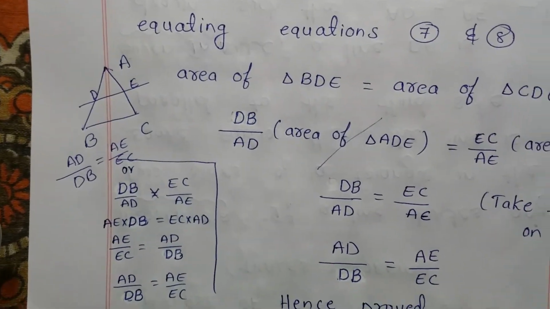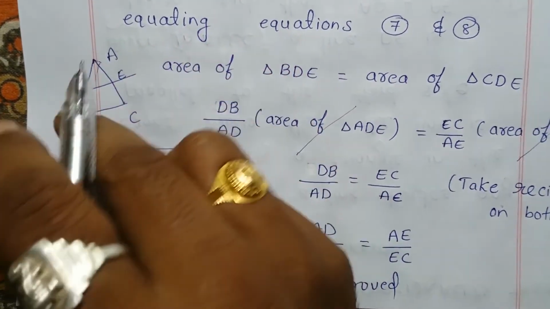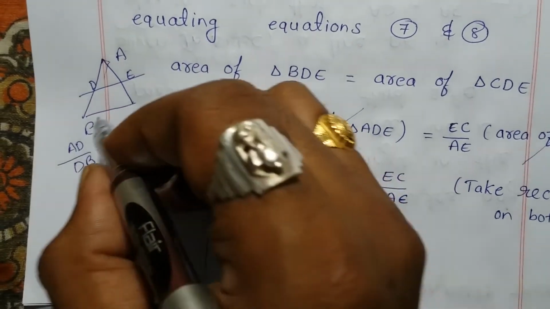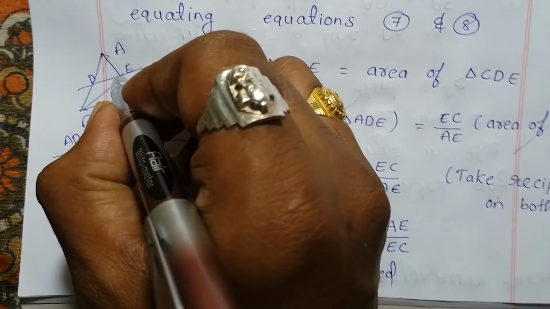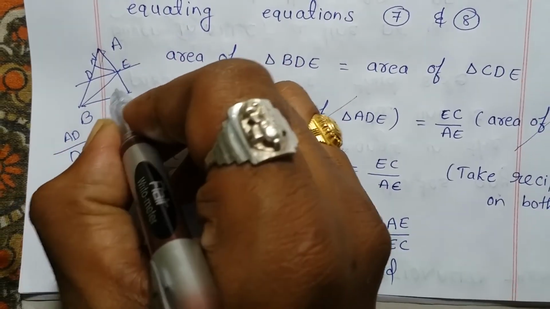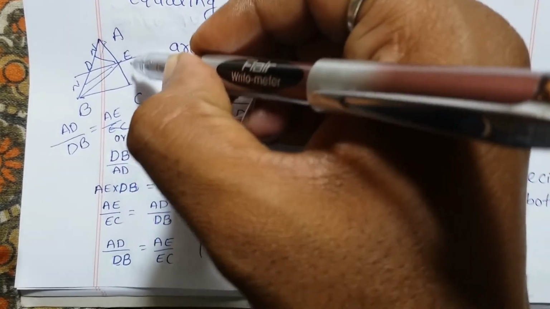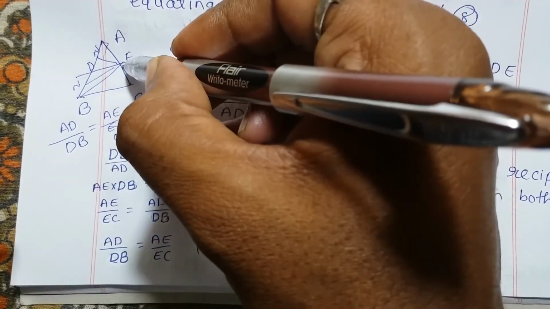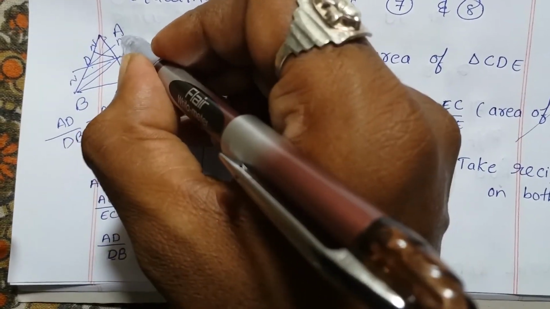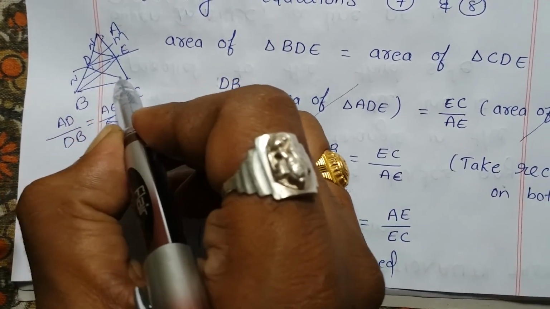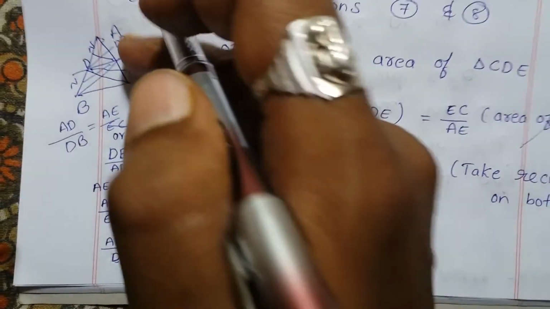So here just simple steps. First you calculate area of a triangle ADE with base AD. Next you calculate area of a triangle BDE with the same height. Both heights are EN. Here also height will be EN. Divide these two areas, and in the next step find area of a triangle ADE with base AE with the height DM. And similarly you calculate area of a triangle CDE with base EC and height DM. Divide both these areas.